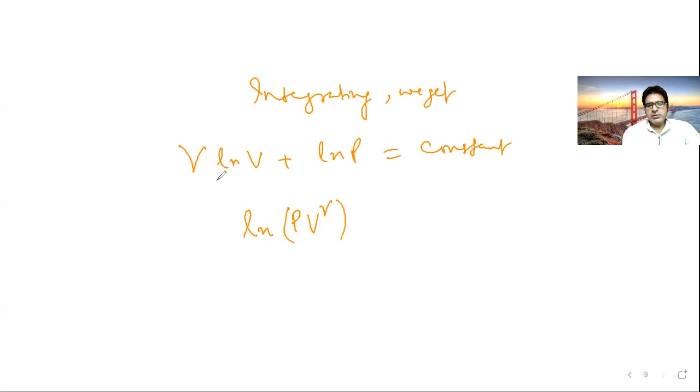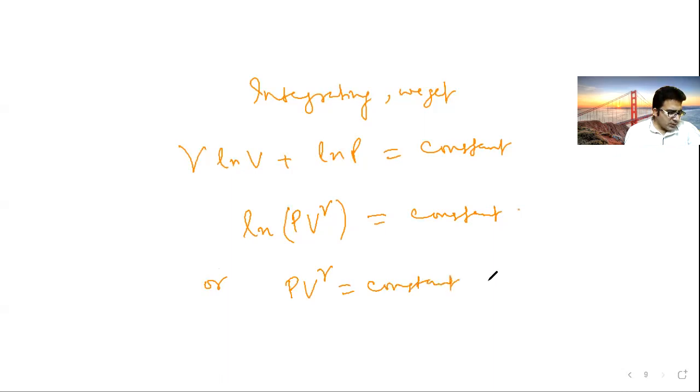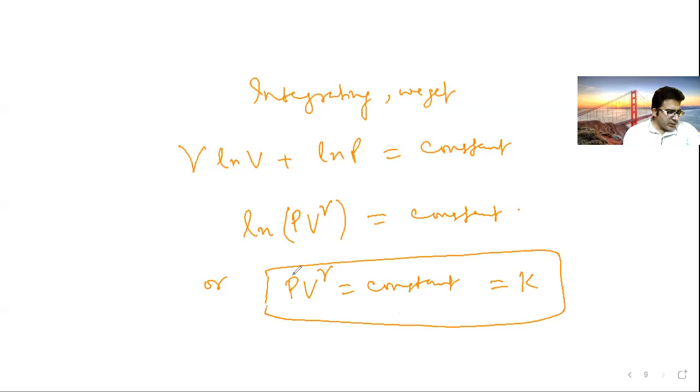I simply use here, this will be ln V raised to the power gamma, then plus ln P. Log M plus log N is log MN. So when I use that, it will be ln of P V raised to the power gamma is some constant, or P V raised to the power gamma is constant. And this constant I name as K. So I have obtained the relationship between pressure and volume for an adiabatic process. This is P V raised to the power gamma is constant, and that constant I name as K.